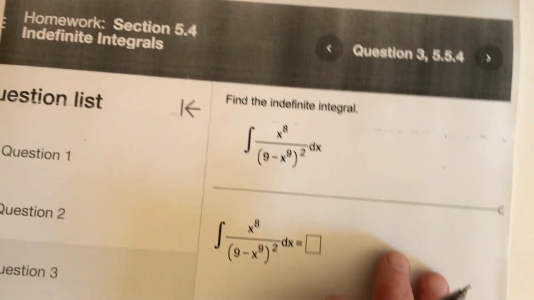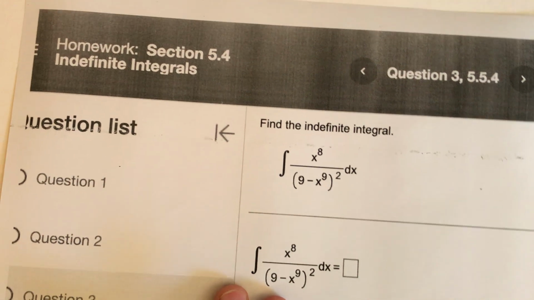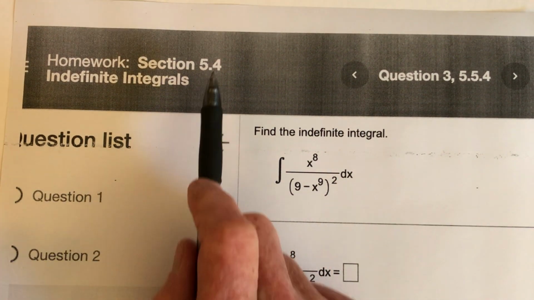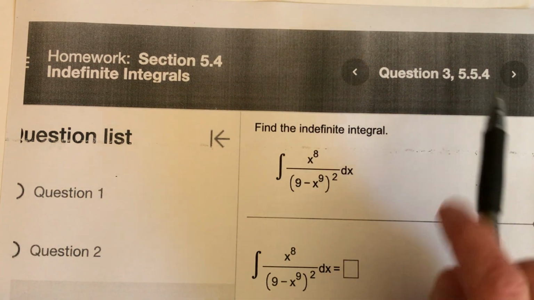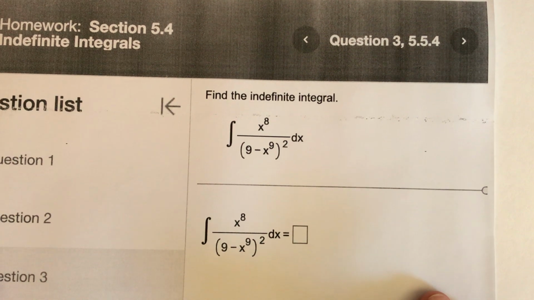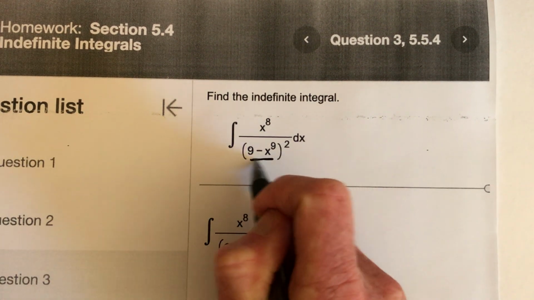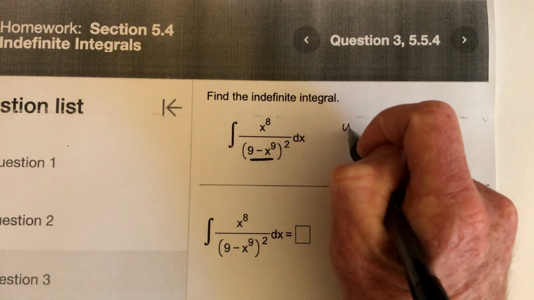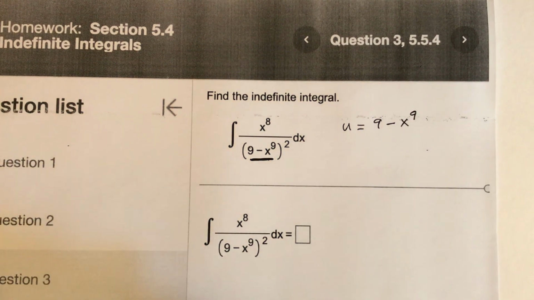So here's another one from section 5.4. Again, this is section 5.4 homework, but this one got picked out of 5.5, so it does use u substitution. This is the innermost function, so I'm going to try and let that be the u. So let u equal 9 minus x to the 9th.